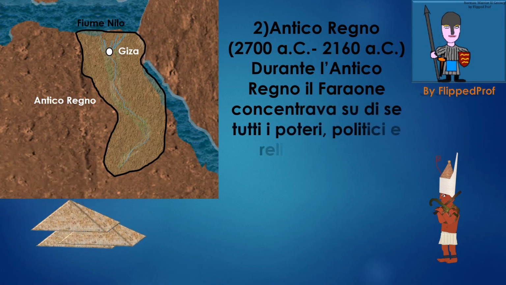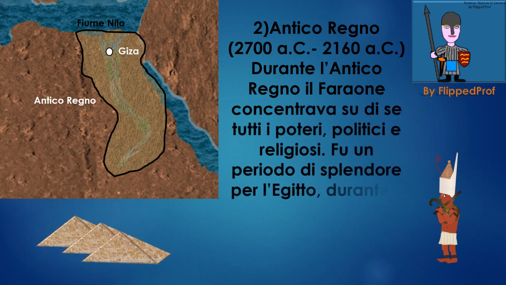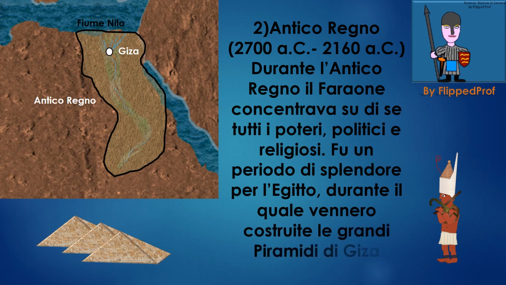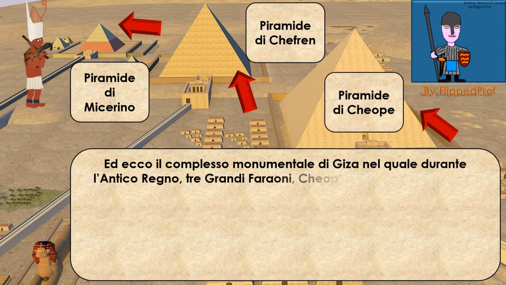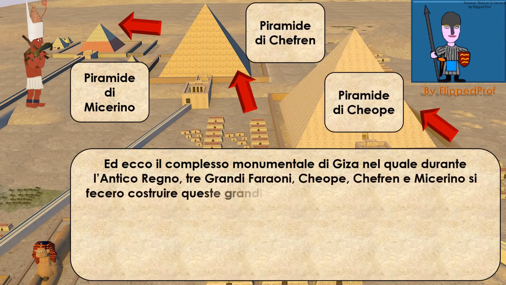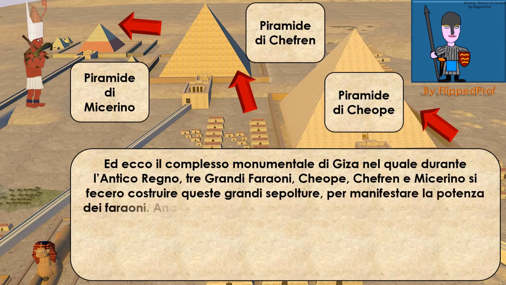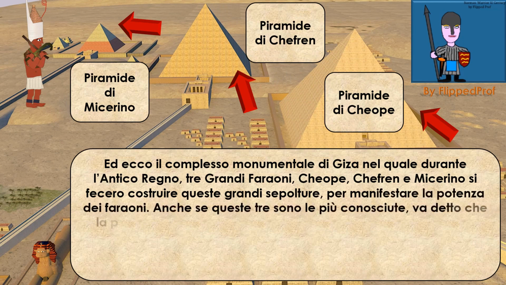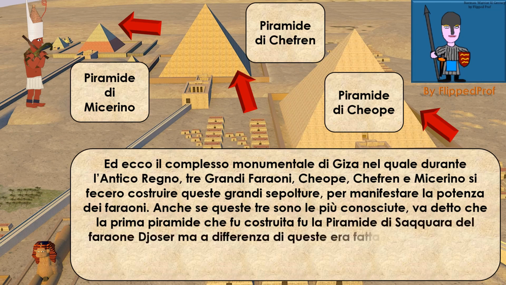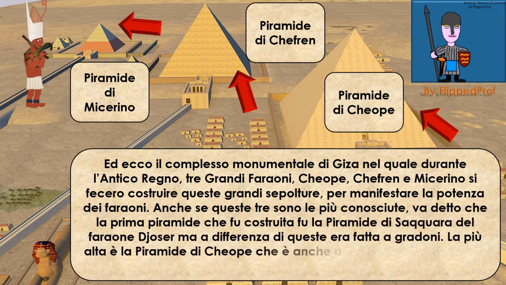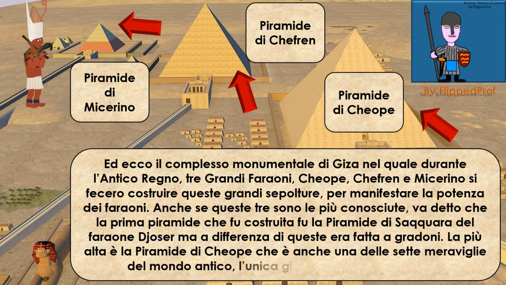Also, in the ancient kingdom, the pharaoh concentrated all political and religious powers on himself. It was a period of splendor for Egypt, during which the great pyramids of Giza were built. And here they are. They are called the Pyramid of Cheops, which is the largest, the Pyramid of Chephren, and the Pyramid of Mycerinus. Here is precisely the monumental complex of Giza, in which during the ancient kingdom 3 great pharaohs, Cheops, Chephren and Mycerinus, had these great burial grounds built to manifest the power of the pharaohs.